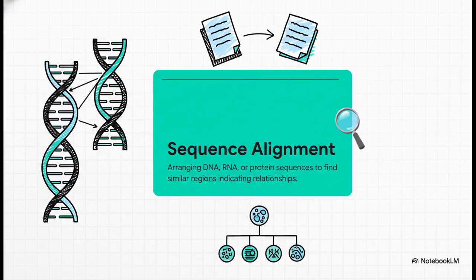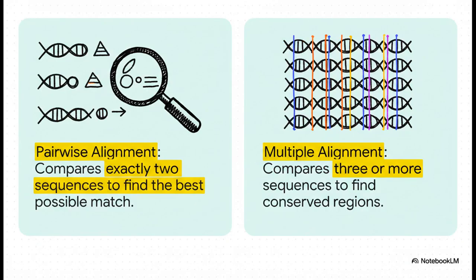And trust me, those similarities are gold. They can tell you what a gene does, point to a common ancestor, or even flag the exact mutation that causes the disease. And there are basically two main flavors of this. You've got pairwise alignment, which is like a one-on-one comparison, just two sequences side by side. Then there's multiple alignment, which is more like a group project.